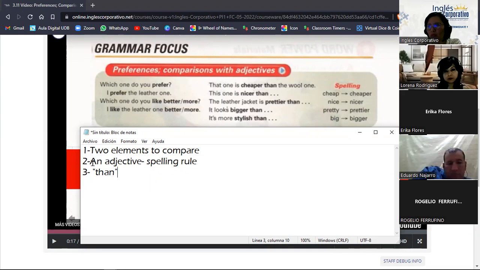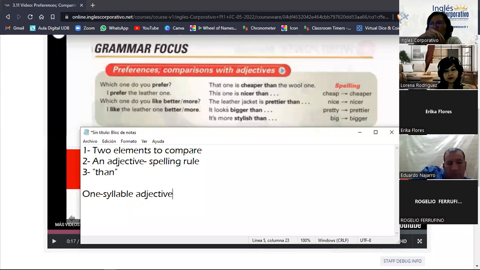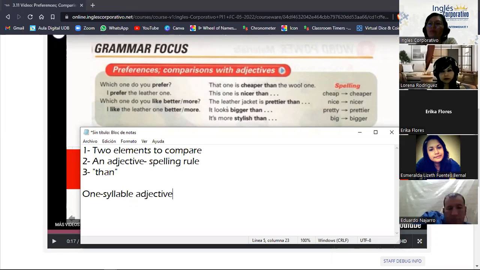Entonces, teacher, ¿cuáles son esas reglas? Bueno, ahora que ya hemos sacado los diferentes elementos que voy a necesitar para mis oraciones, ¿cuáles son esas reglas que menciona el elemento número 2? The following rules are the ones that we need to apply. Regla número 1. Cuando tengo algo que se llama one syllable adjectives. What is the meaning of one syllable, guys? Una sílaba. Exactly. Lo que nosotros llamamos en español monosílabos. So one syllable adjective es un adjetivo monosílabo.